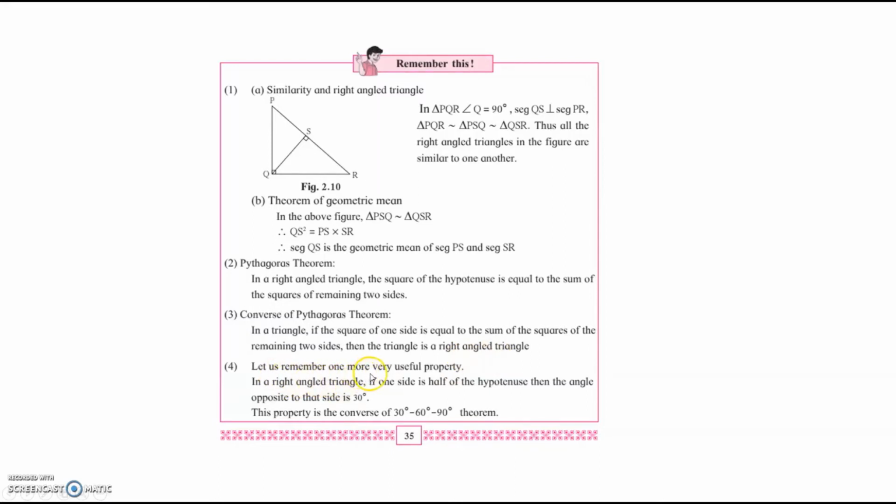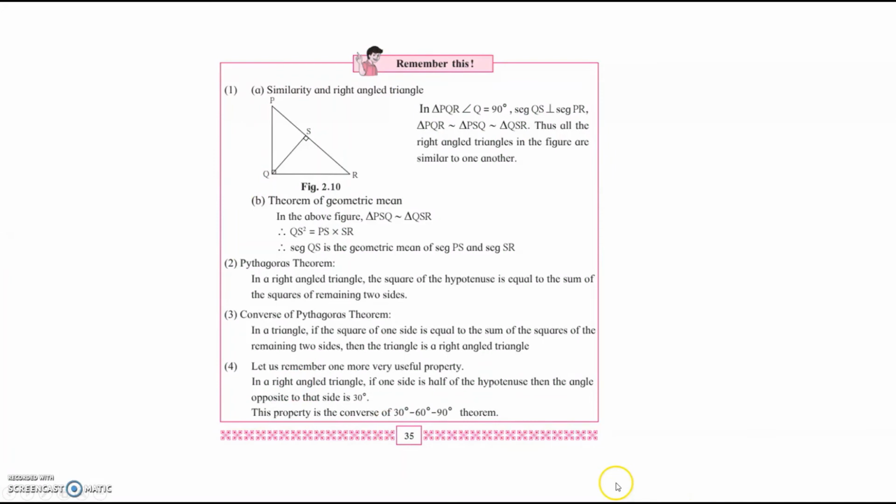Let us remember one more very useful property. In a right angle triangle, if one side is half of the hypotenuse, then the angle opposite to that side is 30 degrees. This property is the converse of 30 degrees, 60 degrees, and 90 degrees theorem. Page number 35, we can see.